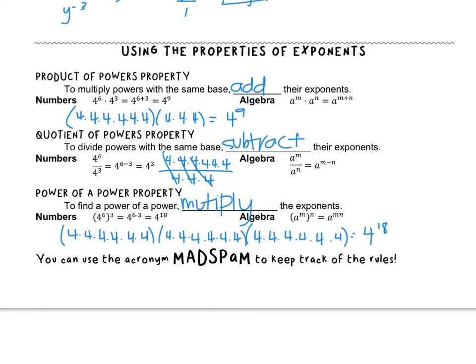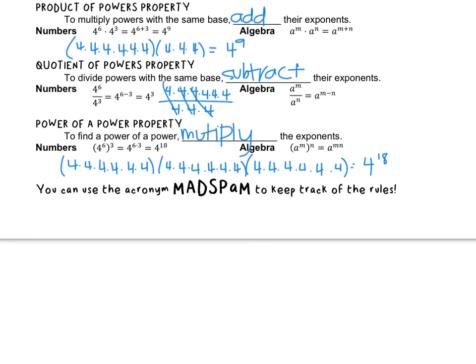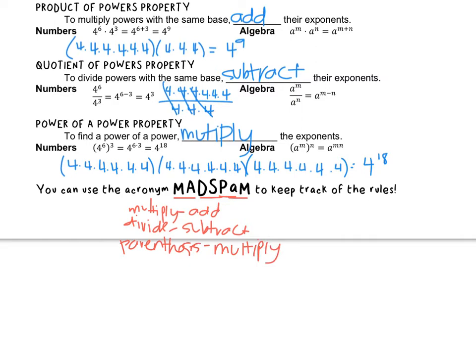Now there's a cool acronym, MAD-SPAM, and MAD-SPAM stands for multiply, add, divide, subtract, and PA stands for parentheses, because if you see up here we have parentheses, so parentheses, you multiply. And so if it's helpful, you can remember MAD-SPAM to remember the rules.